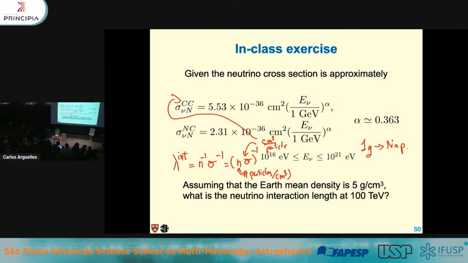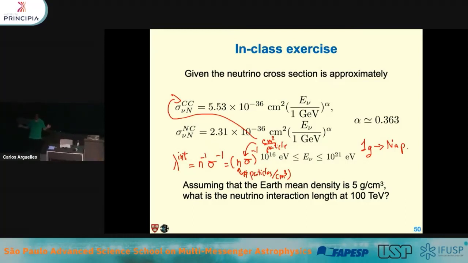Okay, does somebody have an order of magnitude? Ten to the 11? Ten to the 12, 10 to the 11? What number do you get? 10 to the 11? Okay, that's all right. So 10 to the 11 or 10 to the 12 centimeters is about 10 to the 6 kilometers, right? The size of the Earth is like 10 to the 4 kilometers, right? So that means that these neutrinos will go through.